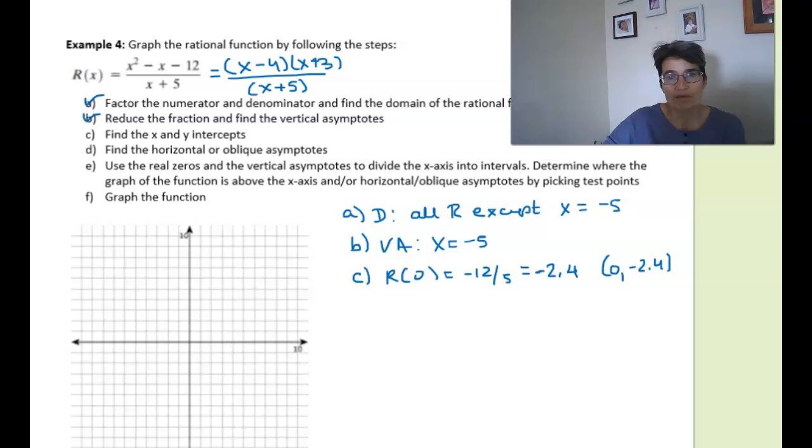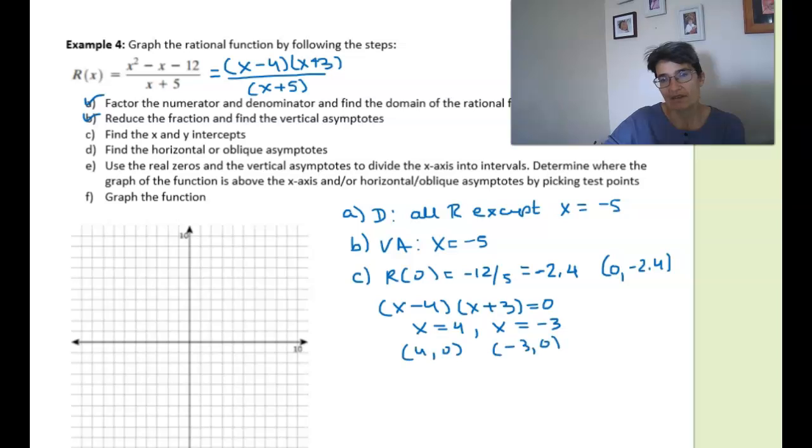And the X-intercepts, if I set this equal to 0, the denominator goes away. So we have (x - 4)(x + 3) = 0. So that gives me two X-intercepts at x = 4 and x = -3. So (4, 0) is a point and (-3, 0) is a point.